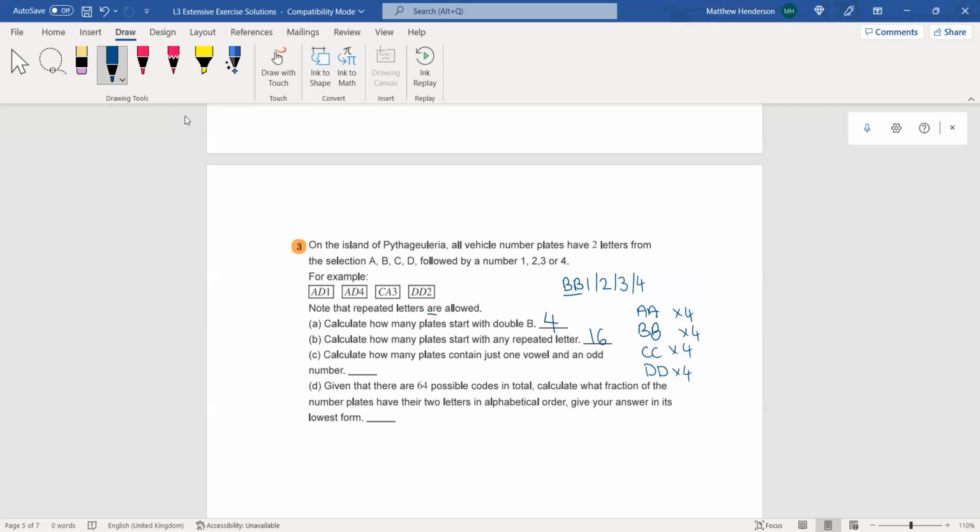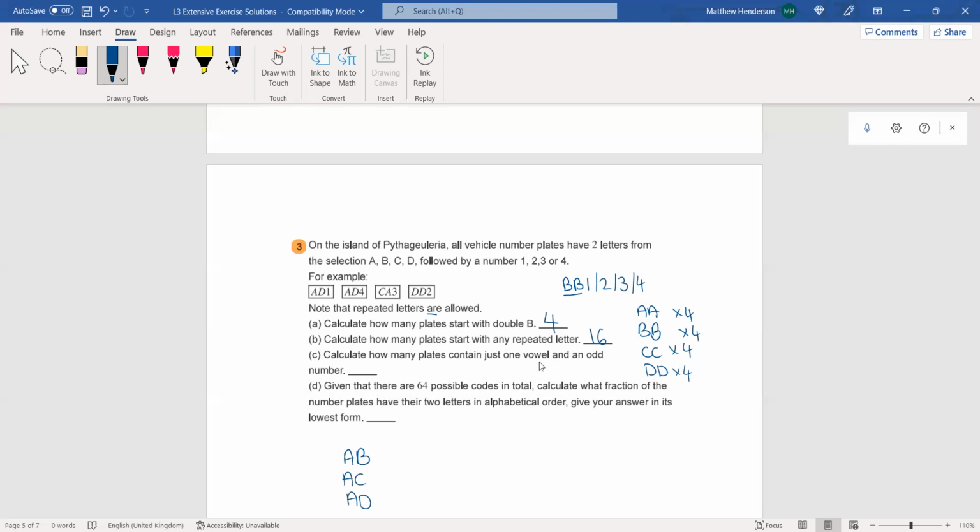For part C, how many plates contain just one vowel and one odd number? So, looking at the letters, we've got A, B, C, or D. The only vowel is the letter A, which means we need to find the number of combinations that use just one A, not 2 A's. So, the first combination we could have is AB. We could have AC, or we could have AD. So for our first letter A, we've got 3 different choices for our second letter.